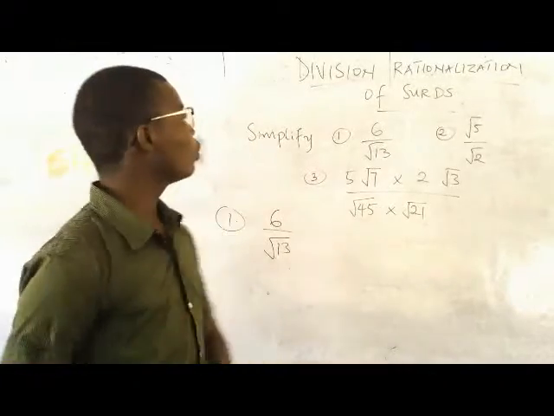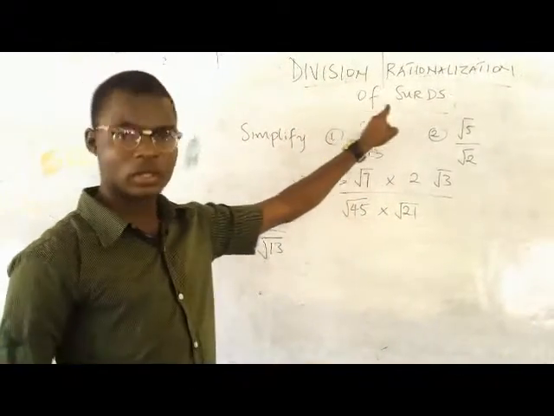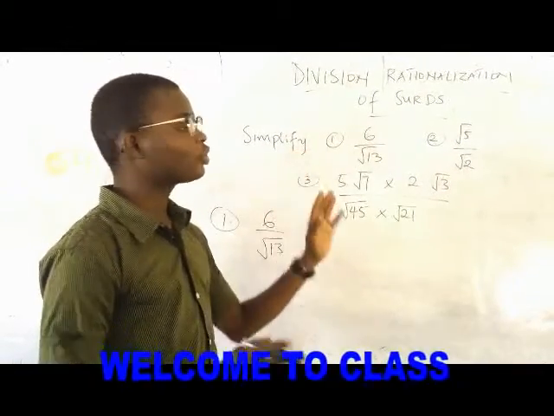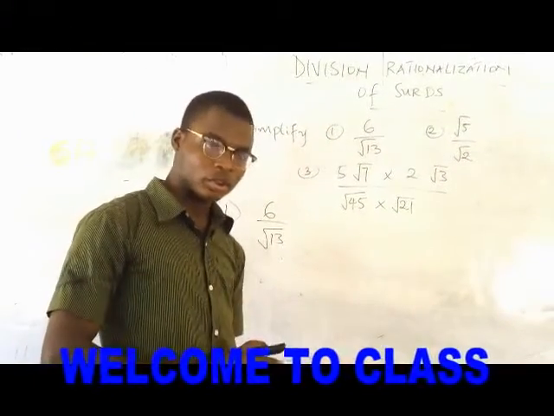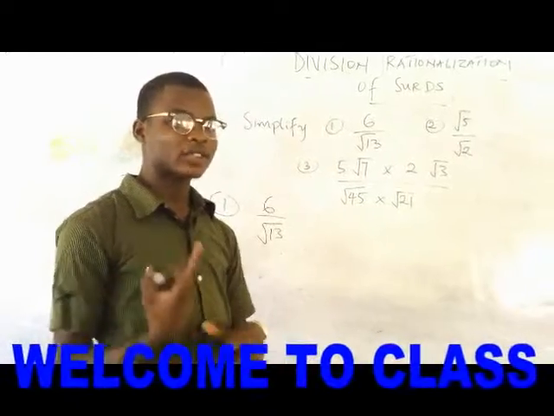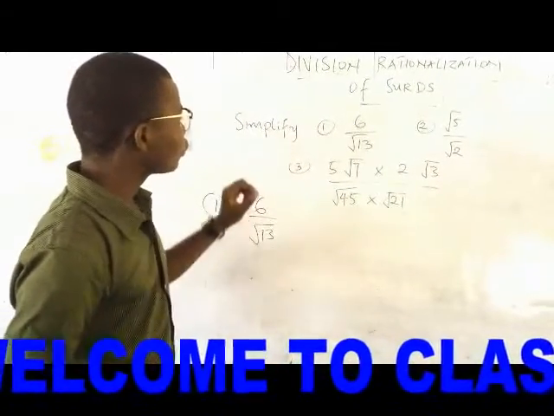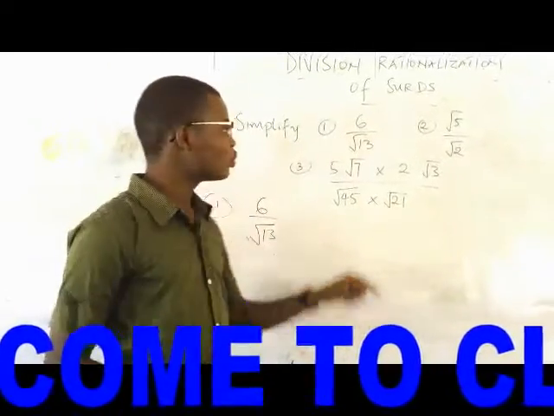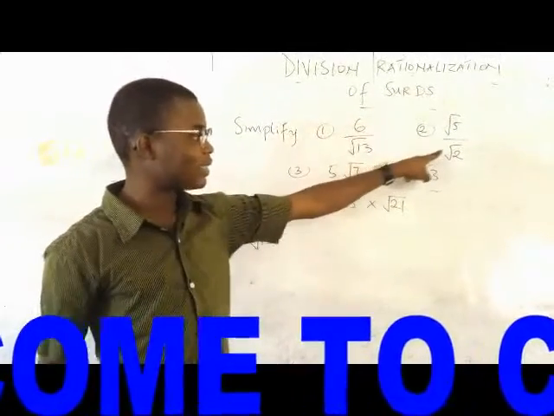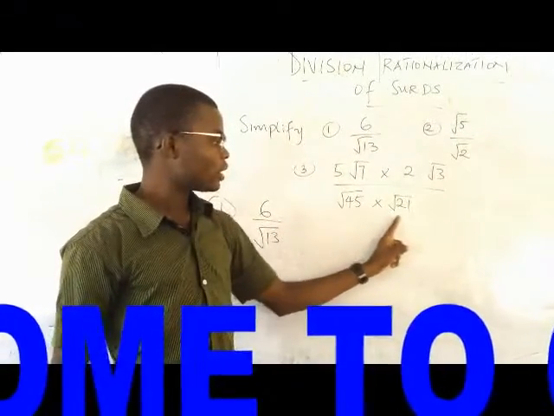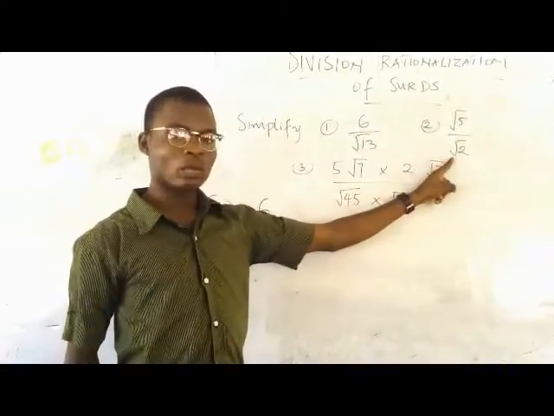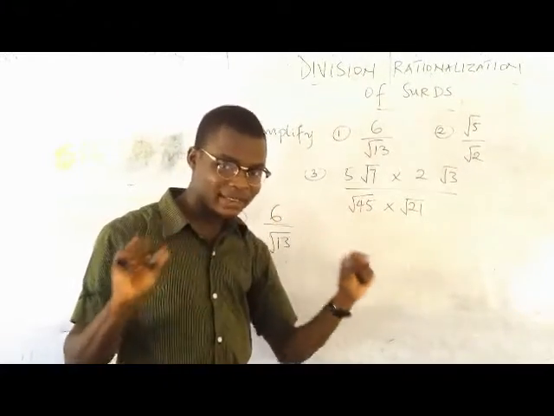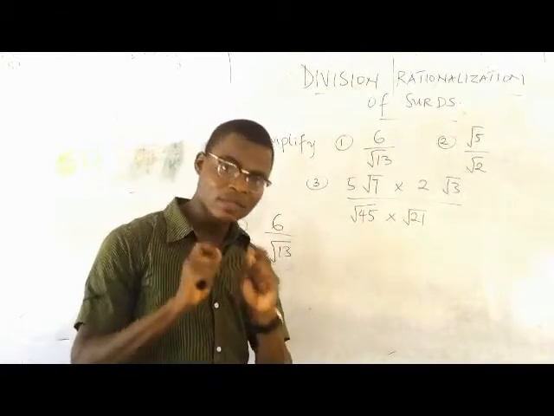I'll be taking you through division of surds. Now, it's either we call it division of surds or the rationalization method, to divide or to rationalize. To rationalize a surd simply means to make sure that we don't have a surd at the denominator. These are surds at the denominator. We must not have surds at the denominator. That's the meaning of rationalization. Still the same thing as division.